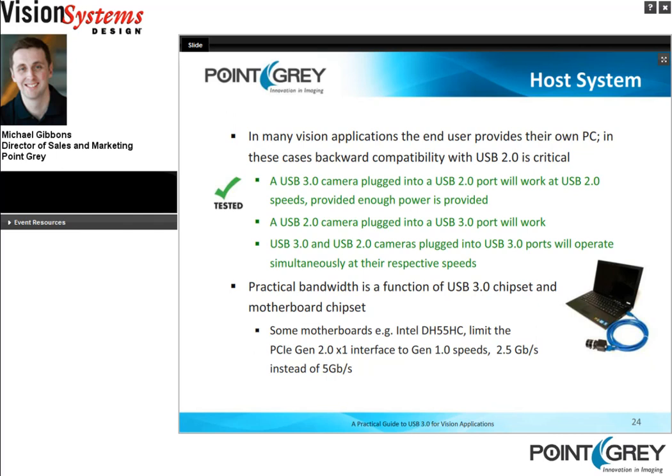One thing to keep in mind is that practical bandwidth is a function of the USB 3 chipset and the motherboard chipset. Some motherboard and USB 3 combinations actually result in slower data throughput. And we have an application note on our website that describes some of these problem scenarios.